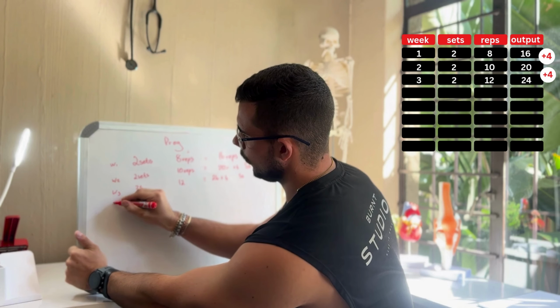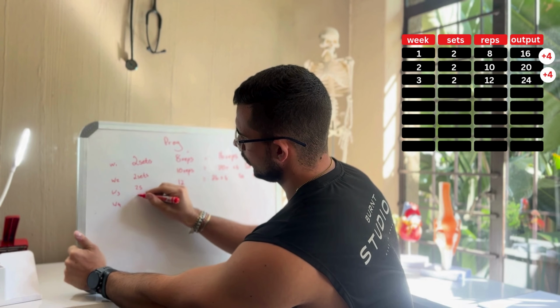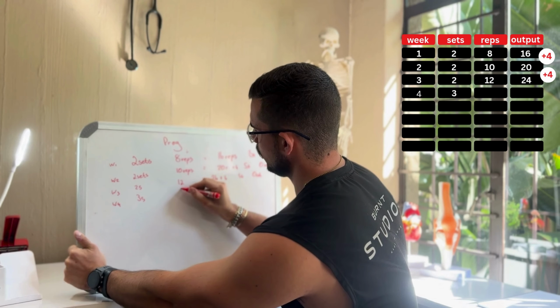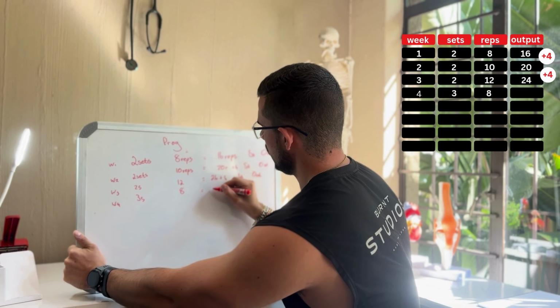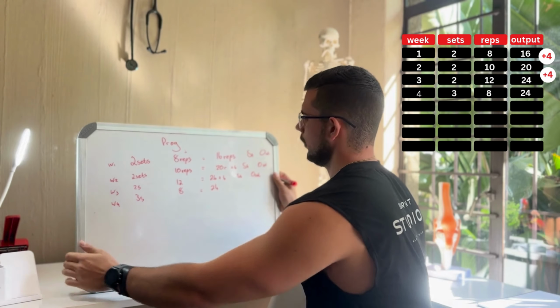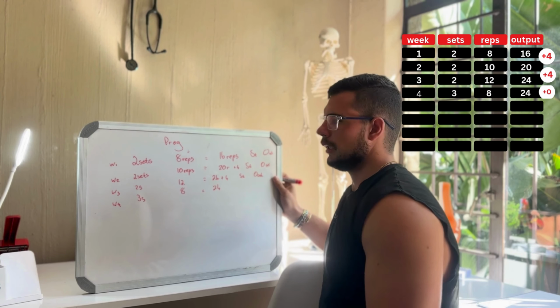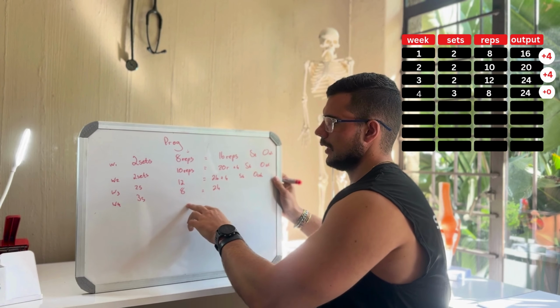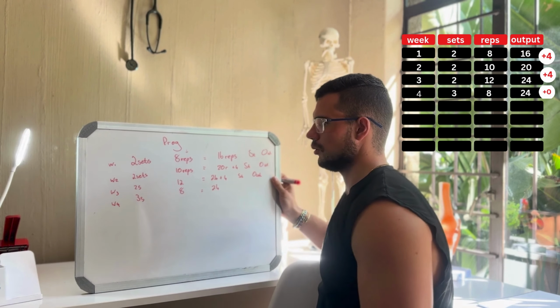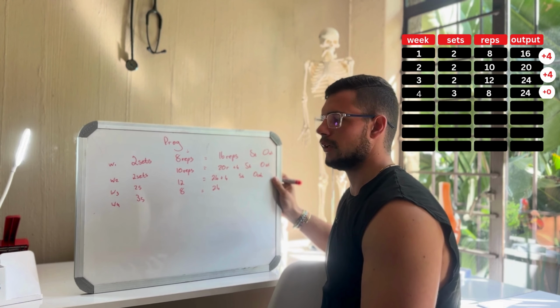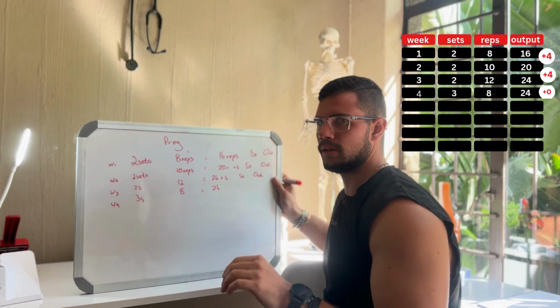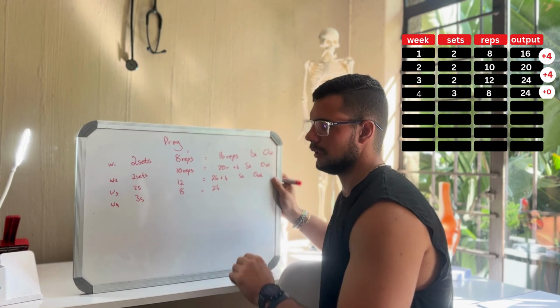So for week 4, you're going to go to 3 sets, and then you're going to do 8 reps again. And now you're stuck with 24 again as your output or your stimulus. Now the reason why 3 sets of 8 reps could be more beneficial than 2 sets of 12 reps is because of that prolonged state of rest in between your sets.